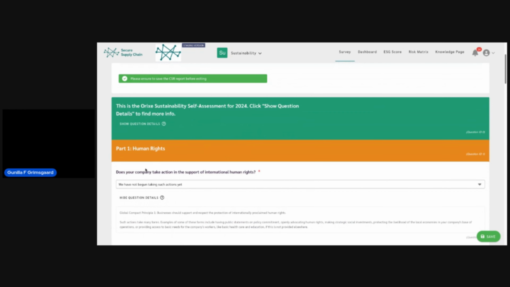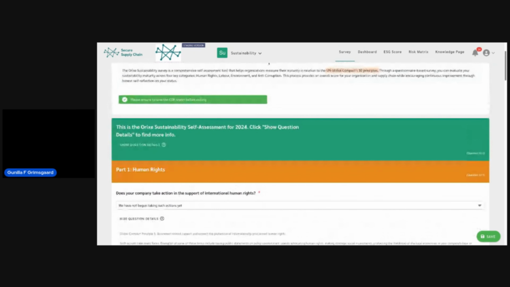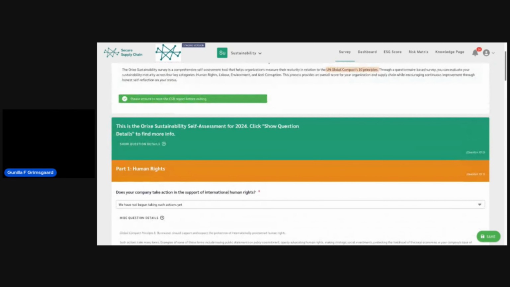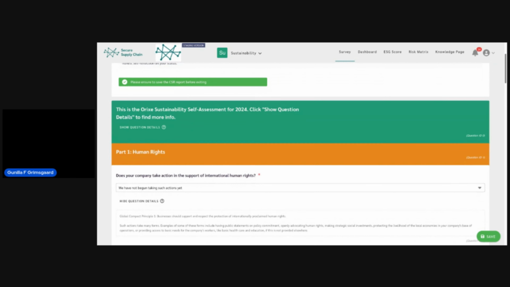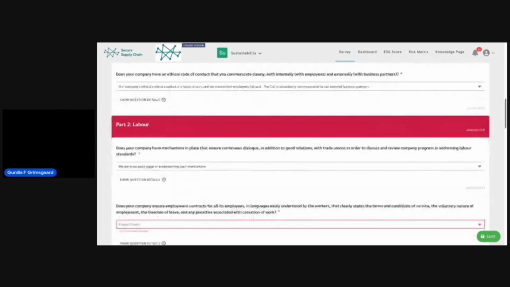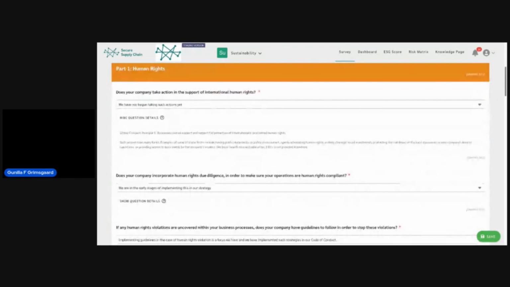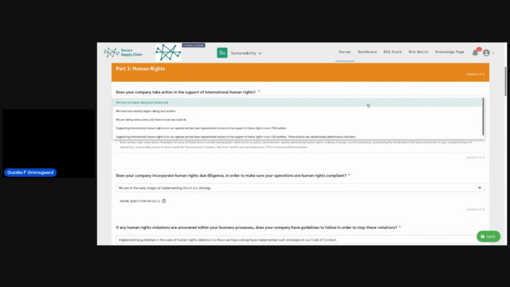And here you can read that. Here you can read the corresponding principle. So in total there are 16 questions, and they're divided into these 4 pillars: human rights, labor conditions, environment, and anti-corruption. And then how do you answer this? So we made it easy for you. You're going to fill out a scale.